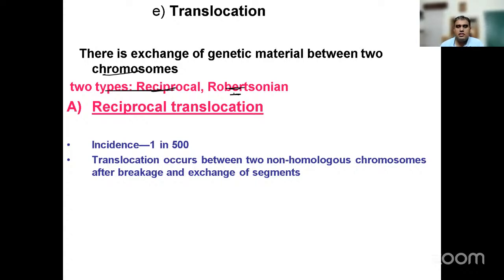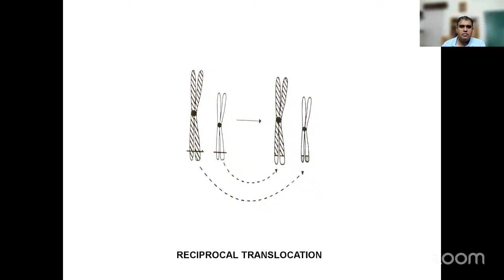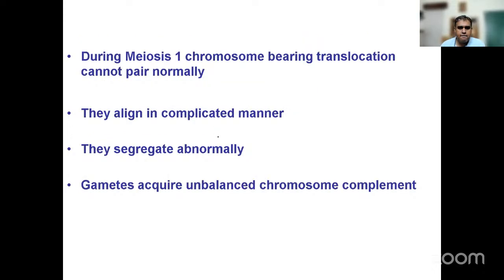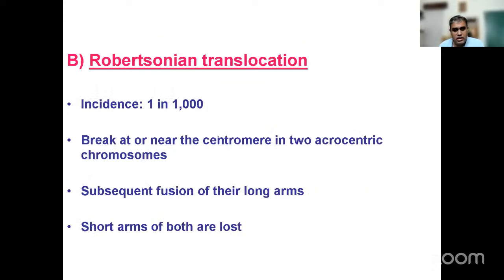Remember this word we said in Down syndrome. Reciprocal translocation occurs between two non-homologous chromosomes after breakage and exchange of segments. That is reciprocal. You can see the breakage over here and over here, and they are translocated to this. Reciprocal translocation is usually balanced and has no detectable phenotype. It commonly occurs between chromosome 11 and 22. That is also in syndromes. This arises at gametogenesis. Okay. Let us see now Robertsonian translocation.